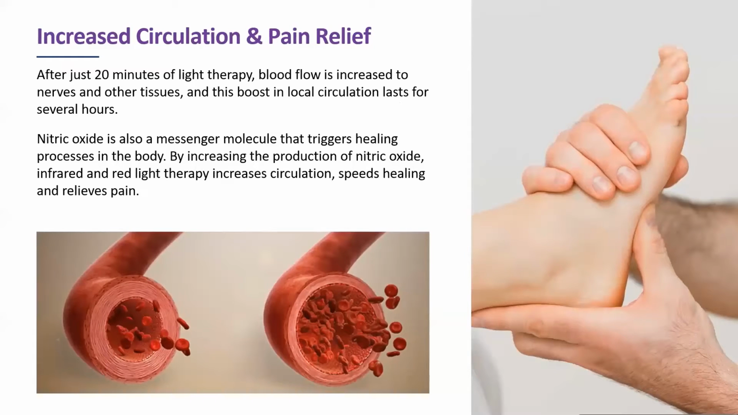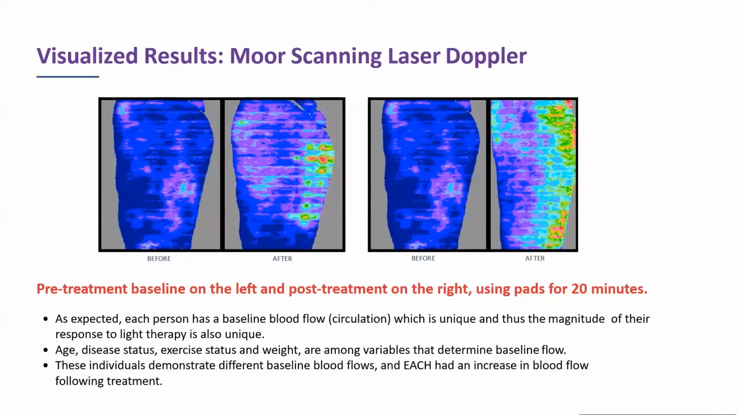If you look at the picture on the bottom left, you can see a flow through. On the right, you see a much increased flow. This is an illustration of what happens after just 20 minutes of light therapy. We're going to dramatically increase circulation, and we know it's going to last for several hours after that treatment. And because the nitric oxide is also a messenger molecule, it's going to trigger healing processes in the body. And of course, the infrared and red light is going to increase the circulation, speed healing, and relieve pain.